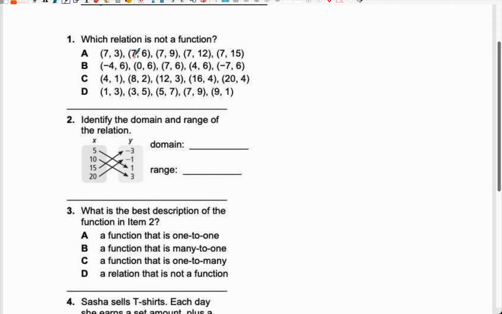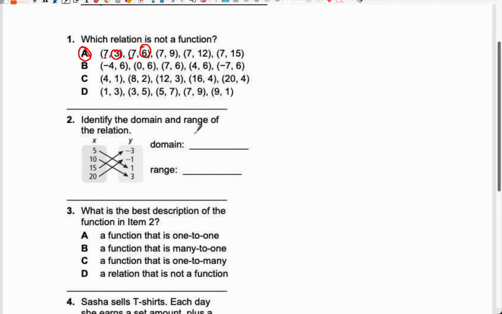Which relation is not a function? So A: 7, the x values repeat. So then I have to look at the y values, 3 and 6. Those don't repeat. So that is not a function. All right, B: -4, 0, 7, 4, -7. Those x values are all different for B, so that one's a function. C: 4, 8, 12, 16, 20. All the x values are different for C, so that's a function. D: 1, 3, 5, 7, 9. All of the x values are different for D, so that one's a function. So the only one that we can answer there that's not a function is A.